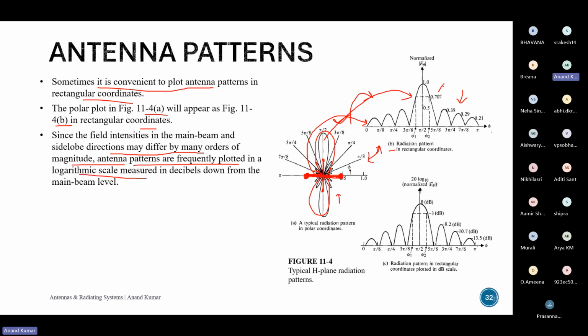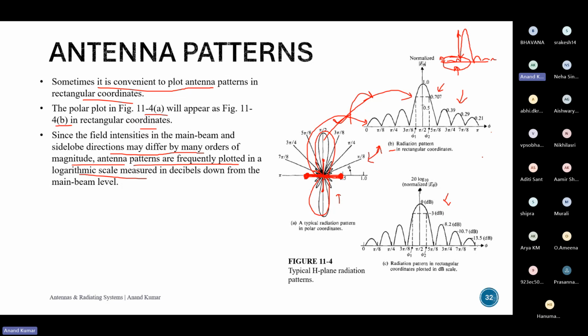So over here it is fine, but it might happen in the Cartesian coordinate that the main beam is very high and the minor lobes are very small. So again, the problem would be that if this magnitude is very small and this magnitude is very high, you will not be able to read or visually study the side lobes. So what we do is we take the logarithmic scale.